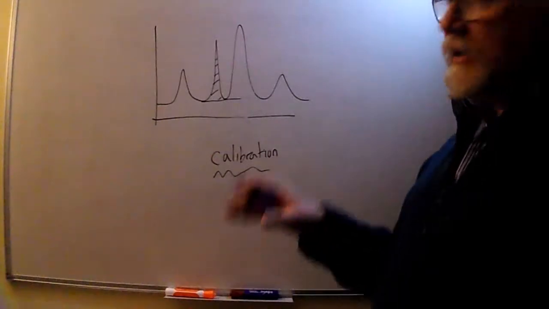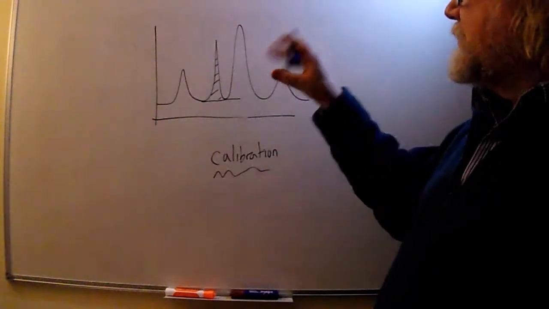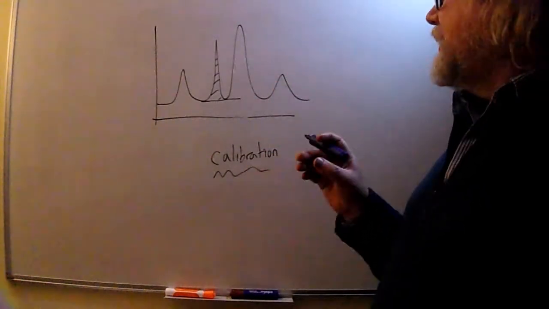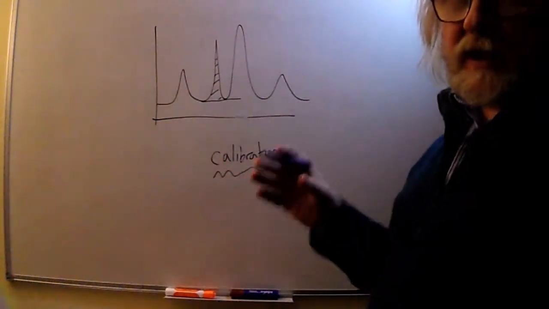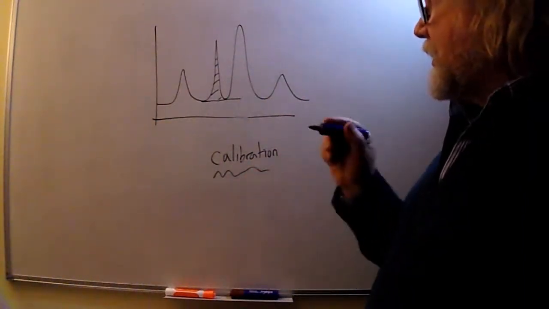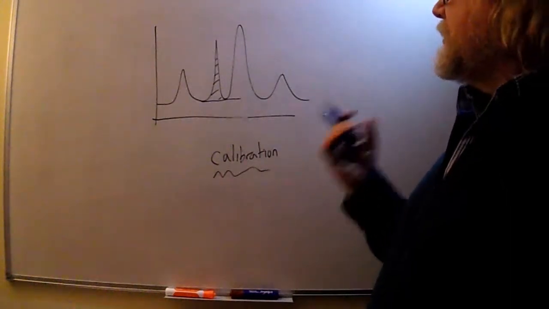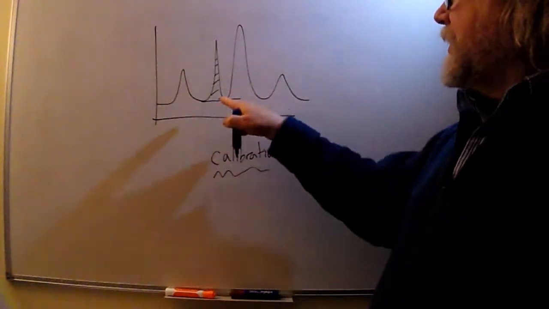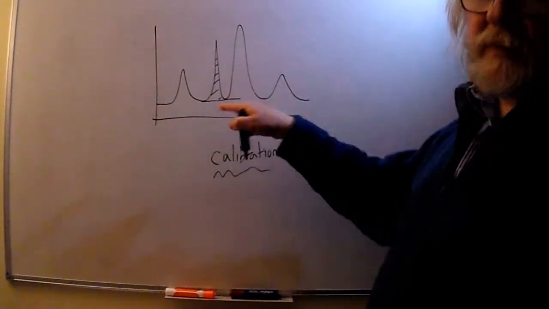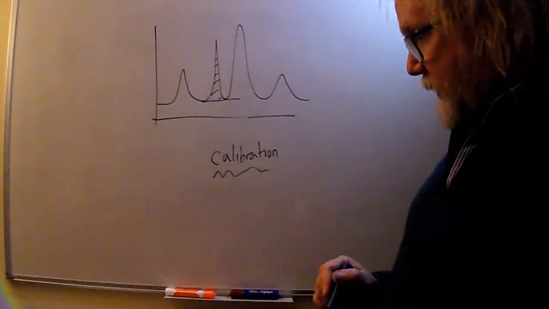So calibration means injecting a series of samples of known concentration into your column, measuring the peak areas that they give, and plotting a calibration graph of peak area against concentration, because you can then use that to relate the peak area in your experiment to what the concentration must have been.